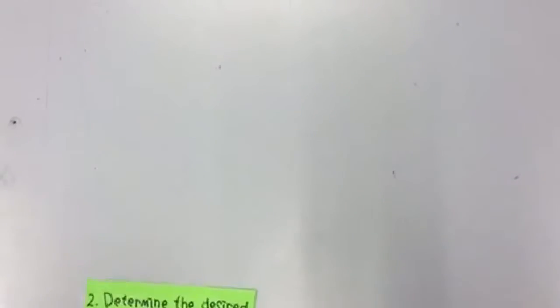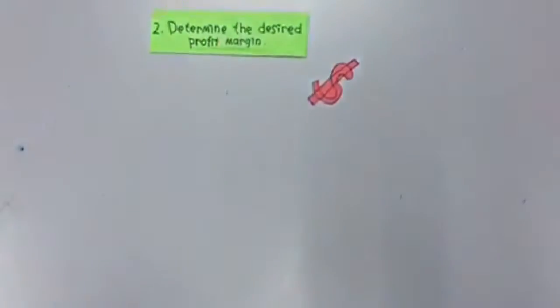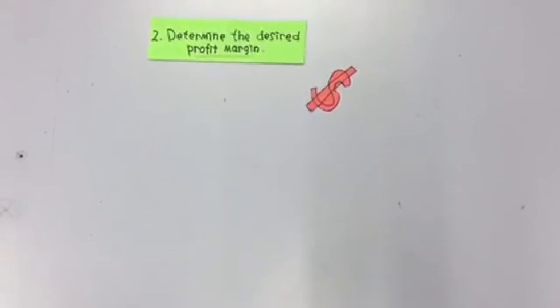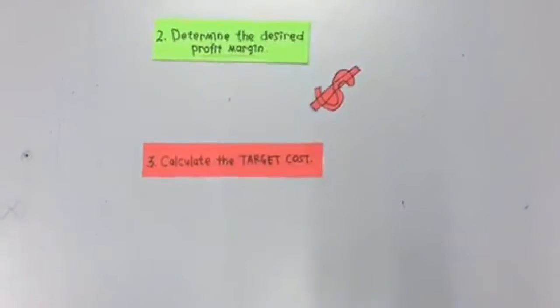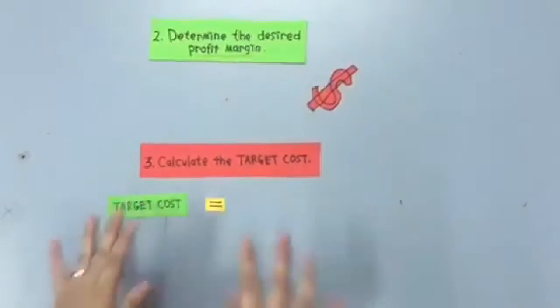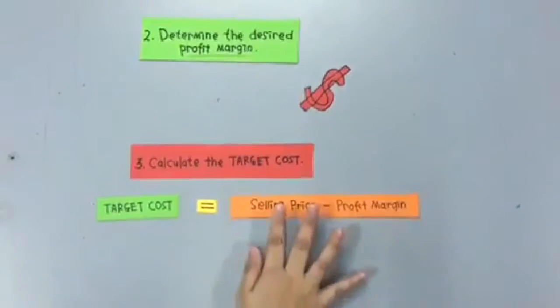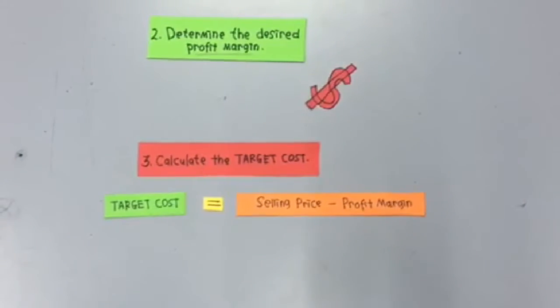After setting the selling price, the company should identify the desired profit margin. Later, by using the formula target cost equals selling price minus profit margin, the target cost can be identified.